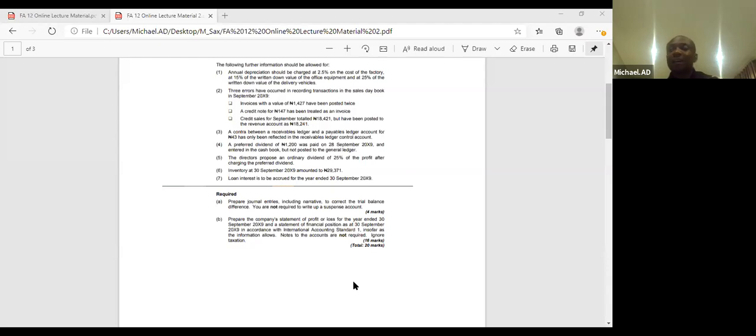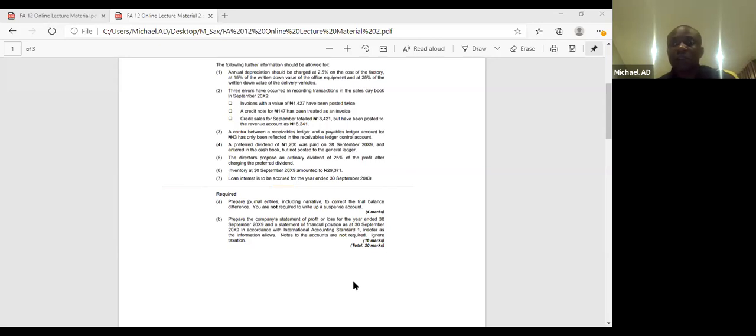Two, prepare the company statement of profit or loss for the year ended 30 September 20X9 and a statement of financial position as at 30th September 20X9 in accordance with International Accounting Standard 1, so far as the information allows. Notes to the accounts are also not required. Ignore taxation, 16 marks.